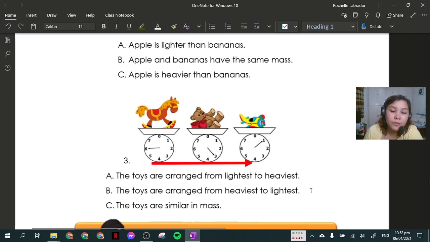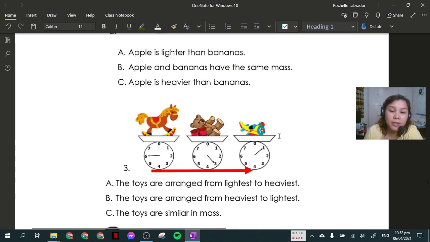Number 3, so the mass is indicated in numbers. We have the rocking horse, teddy bear, and a toy plane. So the rocking horse is 6, maybe in kilograms, 6 kilograms. The teddy bear is 3 kilograms, or you just refer to the number being pointed at, and then the toy plane is pointing 1. So from left to right. So don't forget to look at the arrow below.